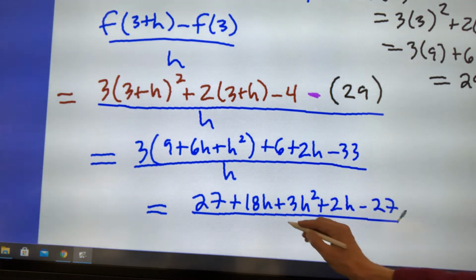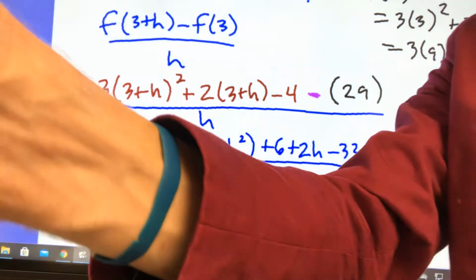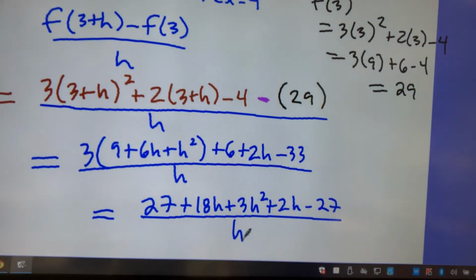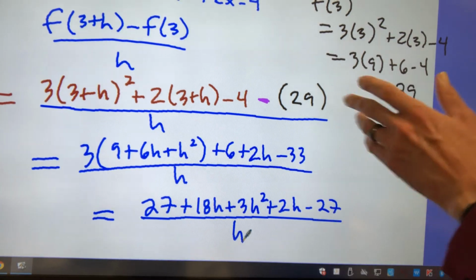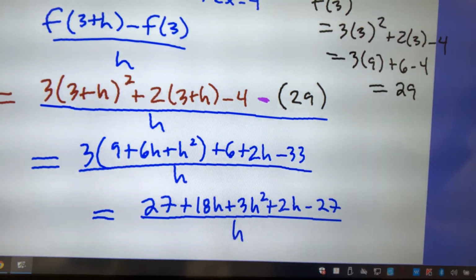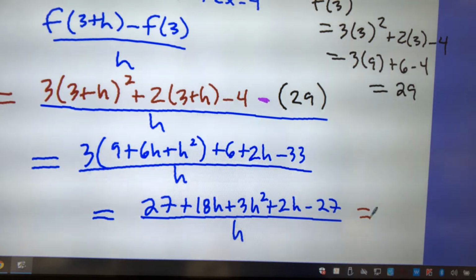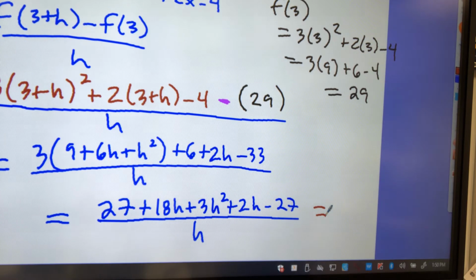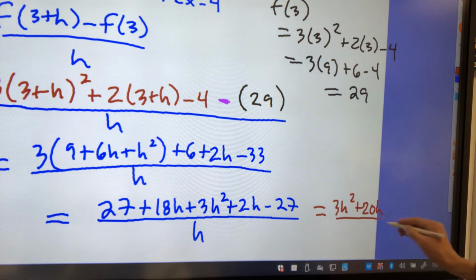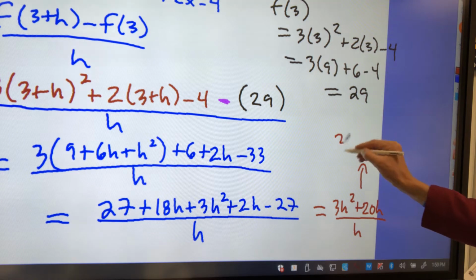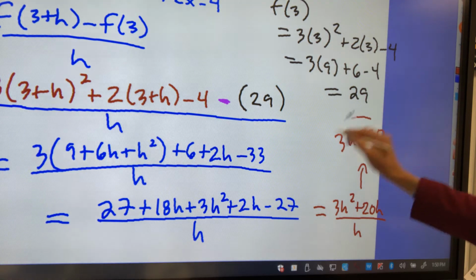Some of you on your last quiz knew that they canceled, but you didn't show me, 27 minus 27, clearly they cancel. Eventually, even when we get into evaluating limits, you're going to know what the answer is supposed to be. But you're going to have to show me that you got it mathematically. So you have 3h squared plus 20h divided by h is 3h plus 20.